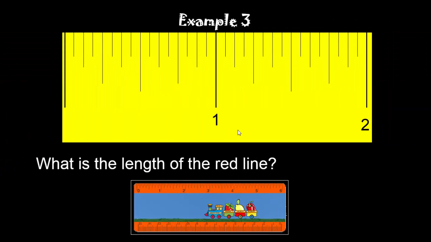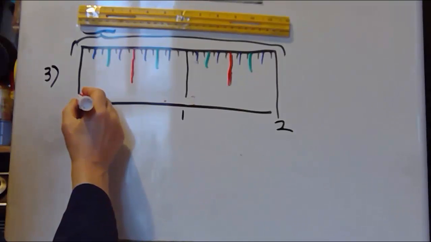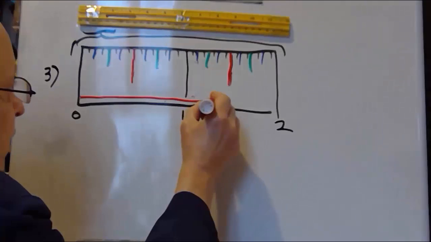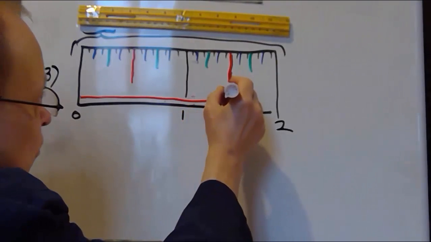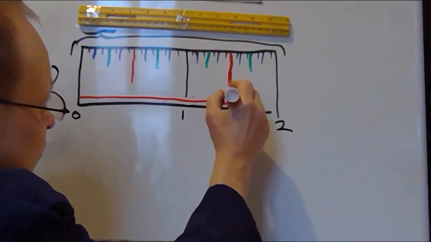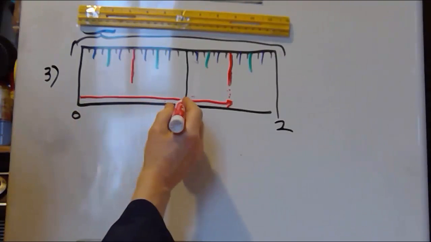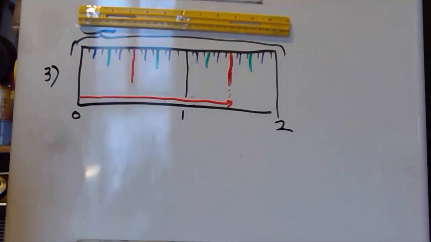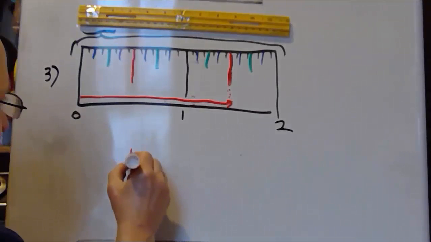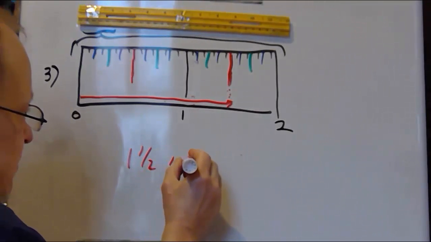In example number 3, we want to find the length of this red line. So let us go over to the whiteboard and do this one. For number 3, the red line extends all the way to this other red line right here. And we know that that means a half. So we have 1 and 1/2. So that means that this is 1½ inches.